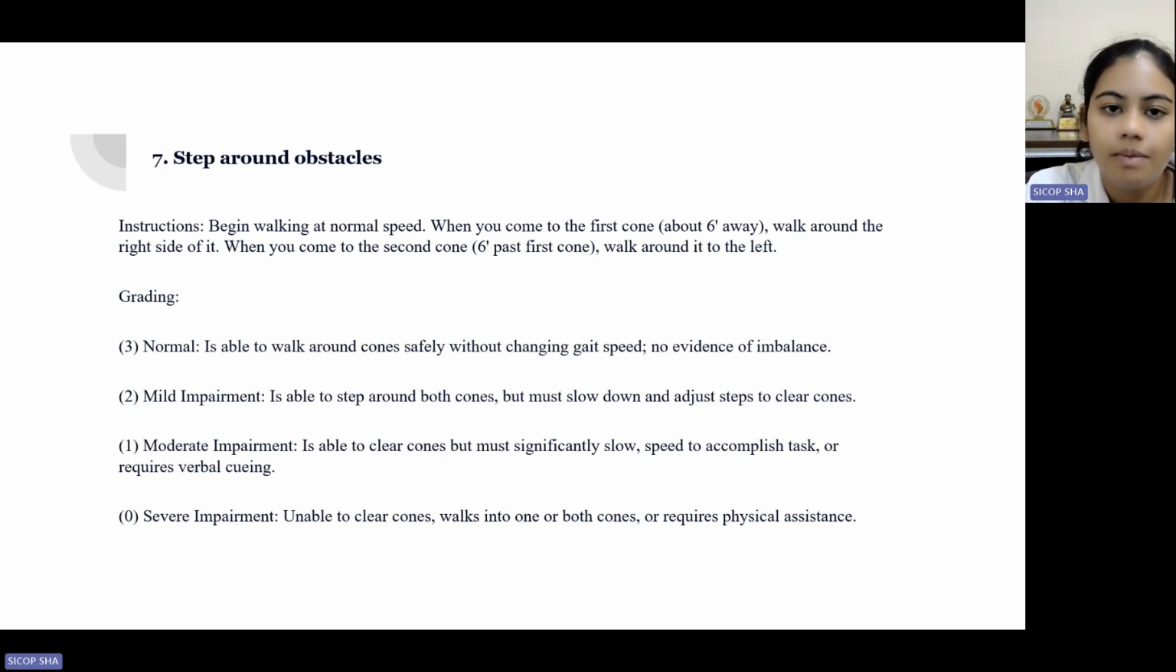Two is mild impairment, is able to step around both cones but must slow down and adjust steps to clear the cones. One is moderate impairment and is able to clear cones but must significantly slow speed to accomplish task or requires verbal cueing. While 0 is severe impairment, in which the individual is unable to clear cones, walks into one or both cones, or requires physical assistance.